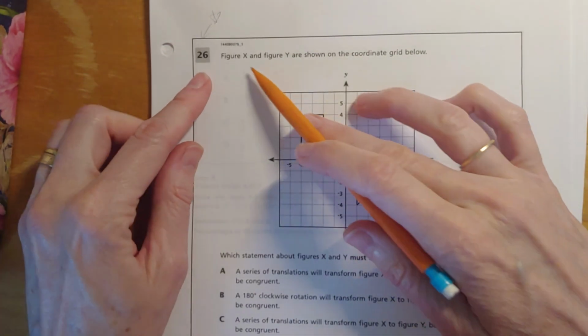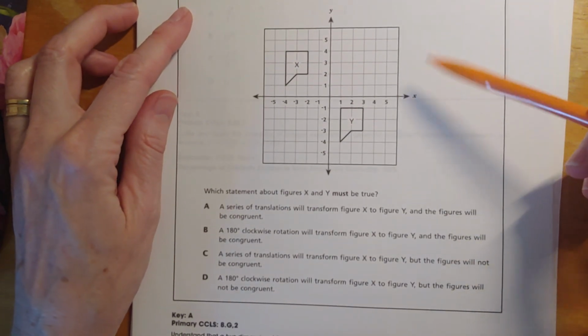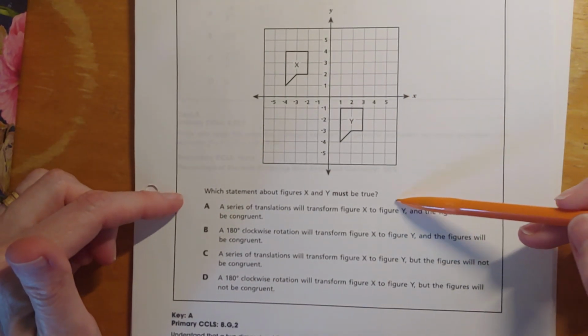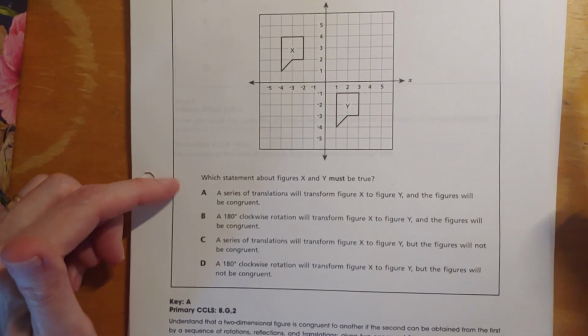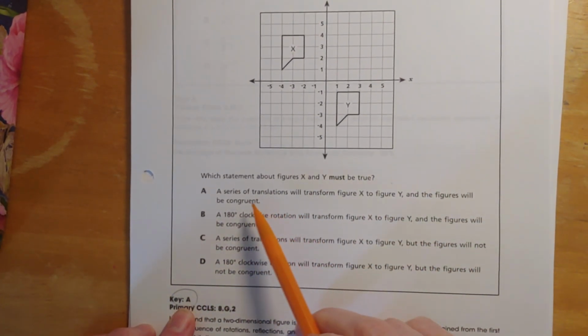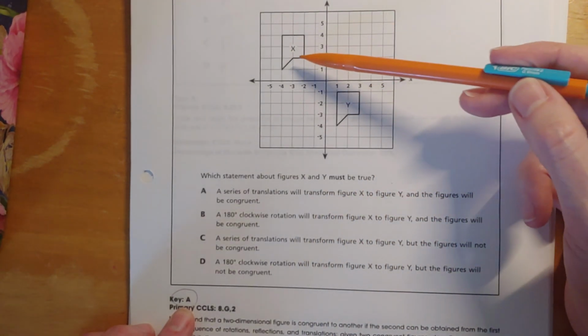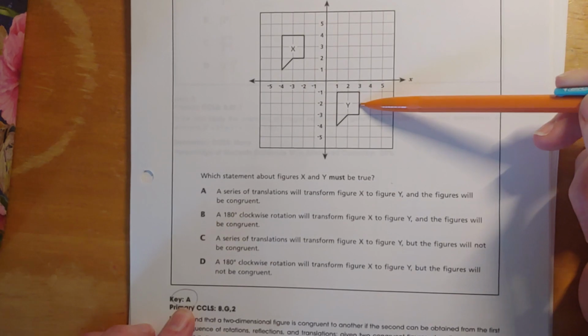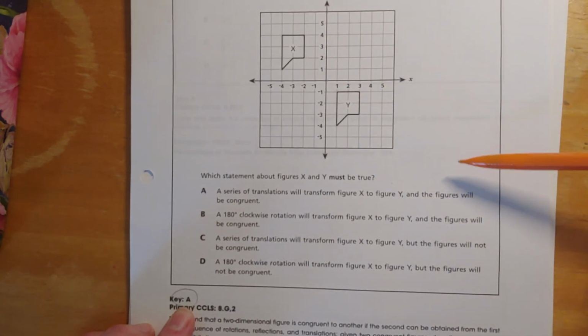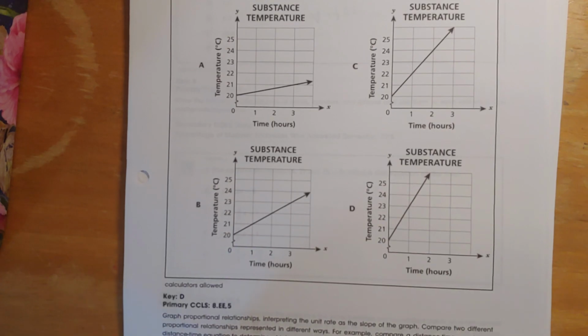Open it up, we're going to start with number 26. This was one of those that we had originally skipped, but now we've done this. Which statement about figures X and Y must be true? It's going to be A on my paper. It says it down here. A series of translations. Remember, translation is a slide. Translations, we would be going down and over, or over and down, and the figures will be congruent. Okay? All right. 27, we did. 28, we did.